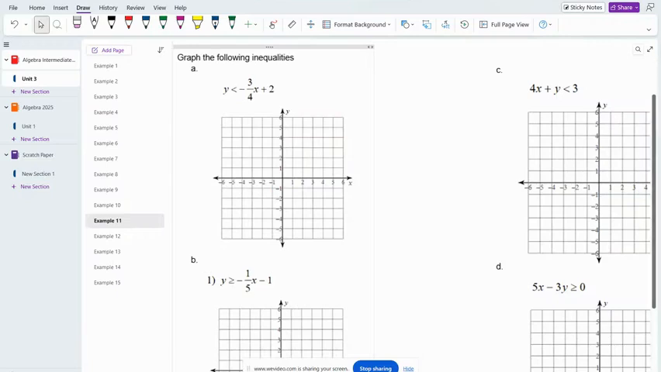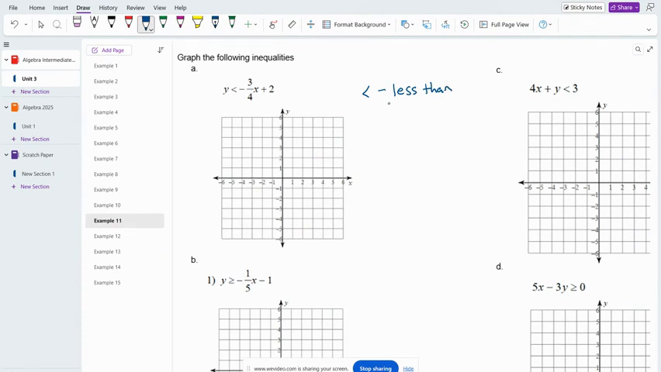All right, guys, in this video, we're going to be graphing inequalities. To do this, we're going to start off by identifying the inequality. So for part A, our inequality is facing to the right. It looks like a sideways L, so this is less than. I don't see the equal sign on the bottom of it, so it's not less than or equal to. So this is going to be a dashed line, okay?